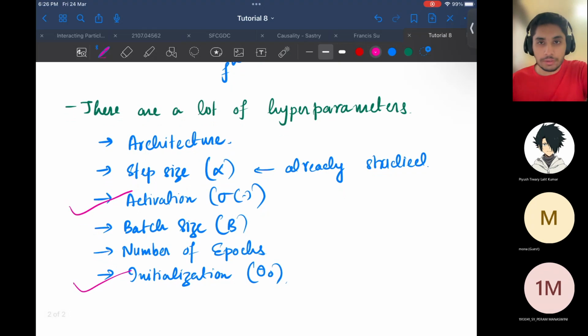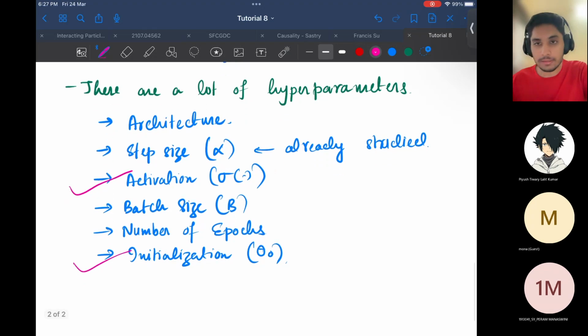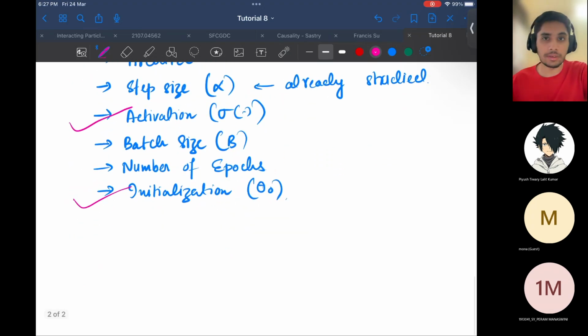So week 8 was mostly focused on these two topics, and relatively, you might have felt that it is a small module. It's not a big module, right? And relatively easy as well, right? It's not very tough or something like that, right? All right.